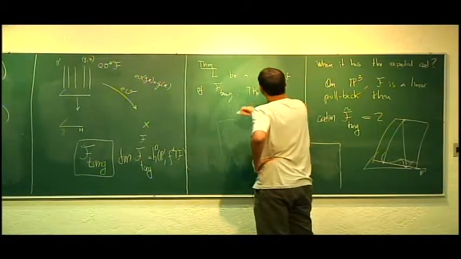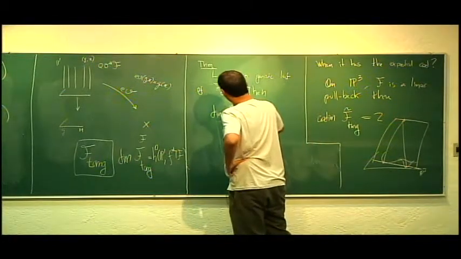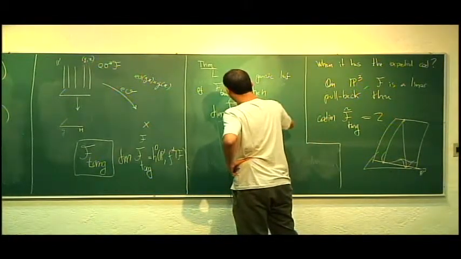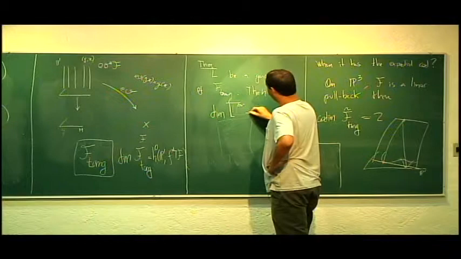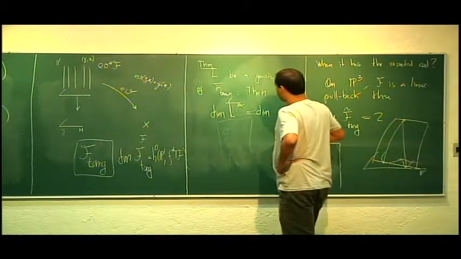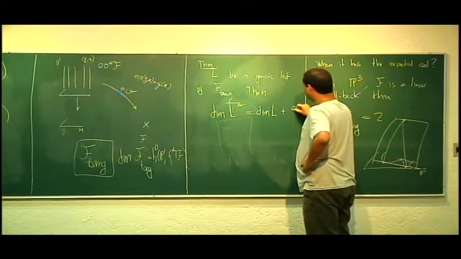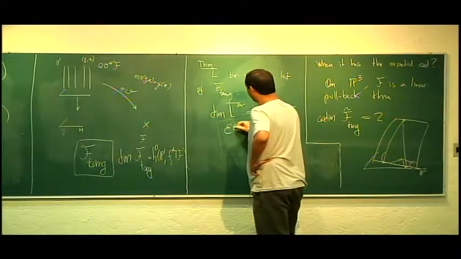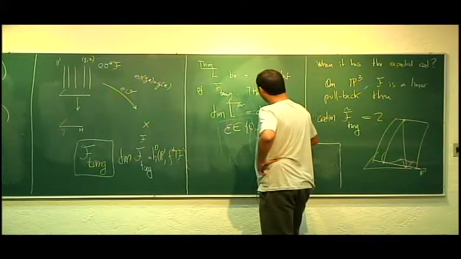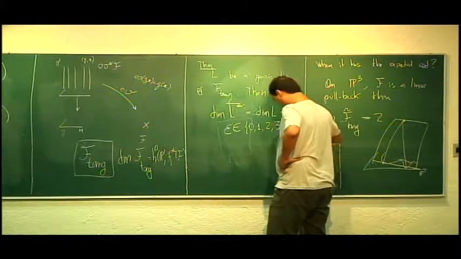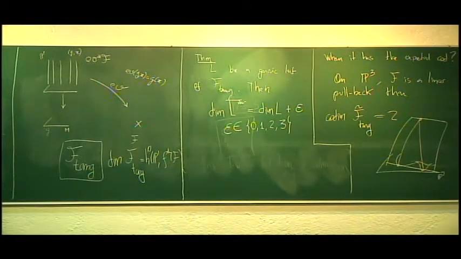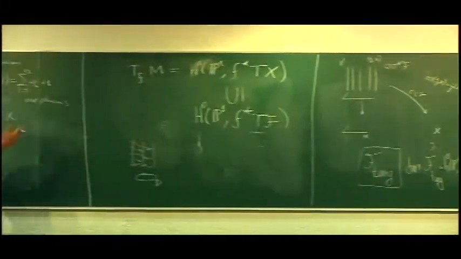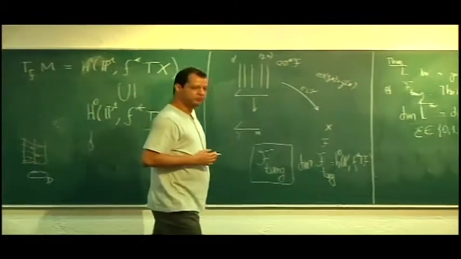Then the dimension of the Zariski closure of this leaf inside M is the dimension of L plus epsilon, where epsilon belongs to 0, 1, 2, or 3. It's kind of, to say the least, we don't understand the thing very well, so it's kind of surprising to us.